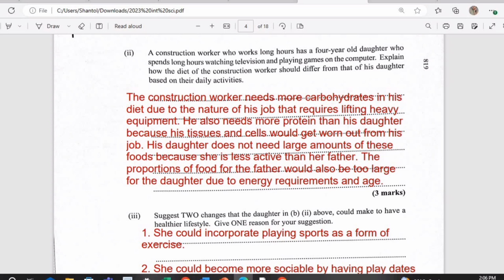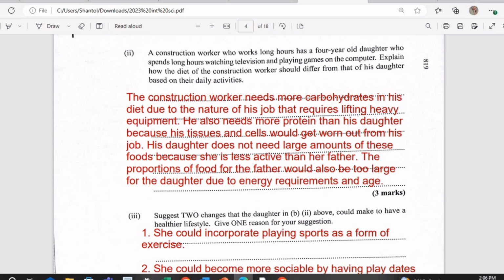The next part of the question asks, suggest 2 changes that the daughter in B above could make to have a healthier lifestyle. Give 1 reason for your suggestion. Remember, when you see the word suggest, it doesn't have to be a fact from a textbook, but this could be a suggestion from your own thinking, your own chain of thought.